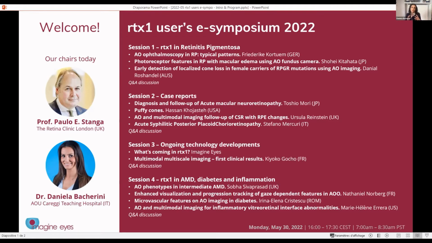We are in a great era of continuous evolution in retinal imaging, and adaptive optics is a fascinating technique that allows real-time imaging of the retina, making it possible to image photoreceptors at the cellular level. So we will see important opportunities given by these techniques. And I'd like to introduce the first speaker, Dr. Friedrich Kortuem from University Hospital of Tübingen, with adaptive optics ophthalmoscopy in retinitis pigmentosa: typical patterns. Thank you, Friedrich.